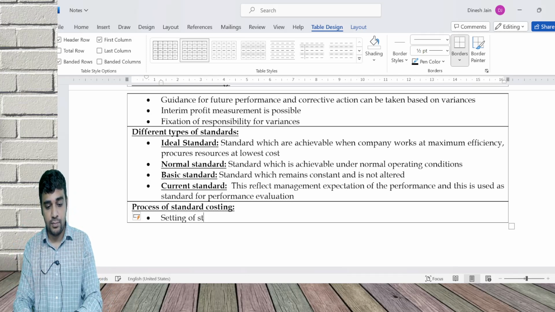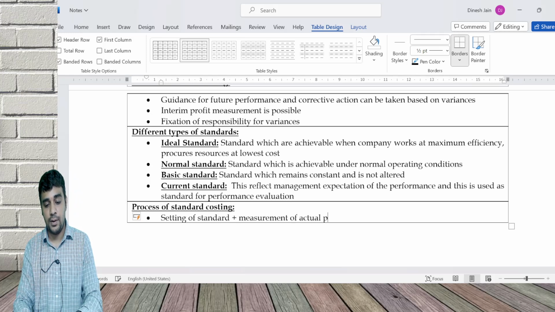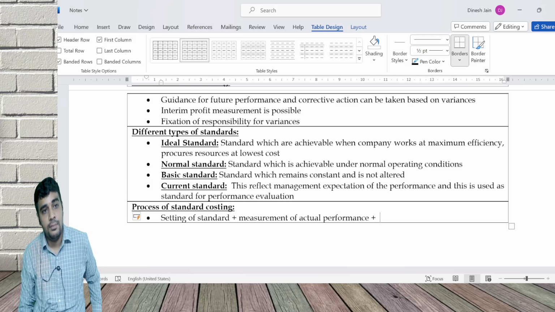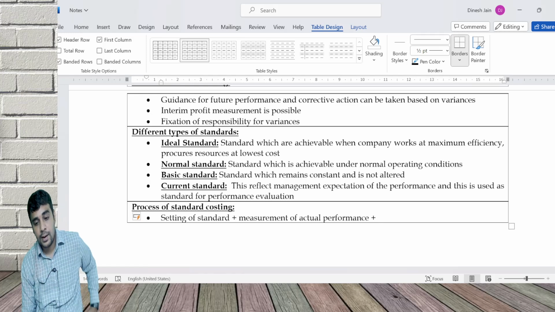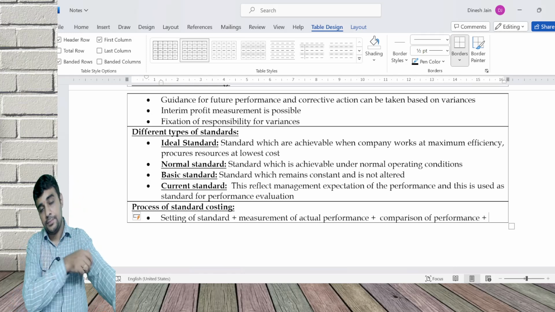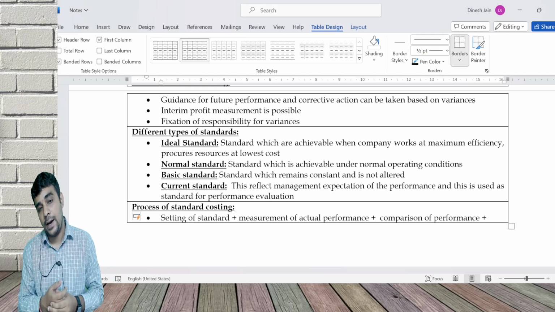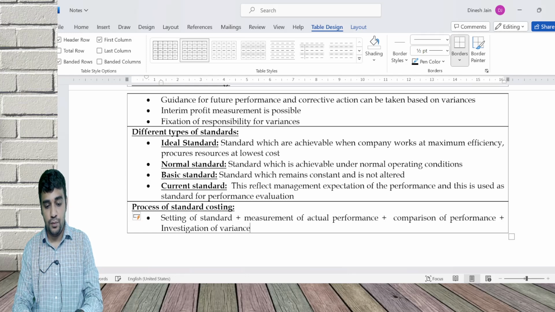Setting of standard, measurement of actual performance, comparison of performance, investigation of variances, and disposition of variances.